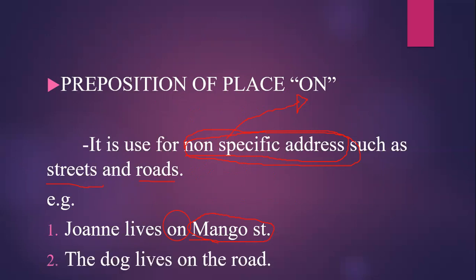Next, the dog lives on the road. Why do we use the preposition of place on? Again, because there is no specific address on where the dog lives. Basically, there are a lot of roads in our places.